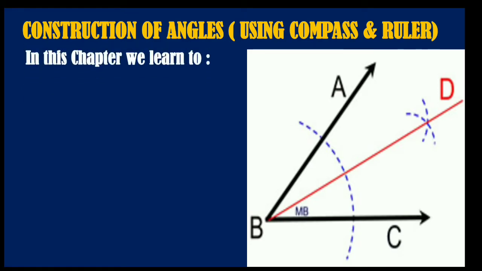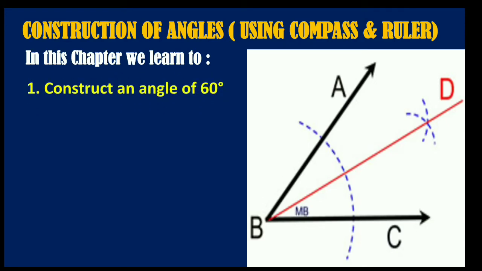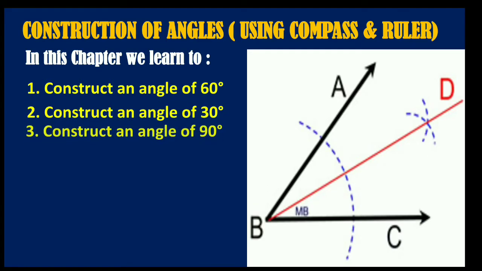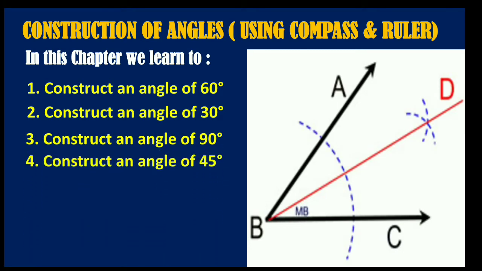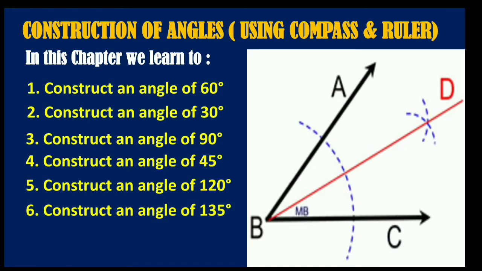In this chapter, we will learn to construct an angle of 60 degree, an angle of 30 degree, an angle of 90 degree, an angle of 45 degree, an angle of 120 degree, an angle of 135 degree, and lastly an angle of 75 degree.